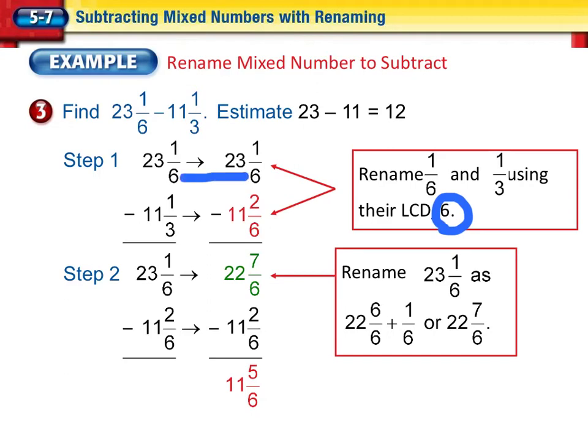6 goes into 6 one time. 1 times 1 is 1. 3 goes into 6 two times. 2 times 1 is 2. So our new fractions are 1/6 and 2/6.